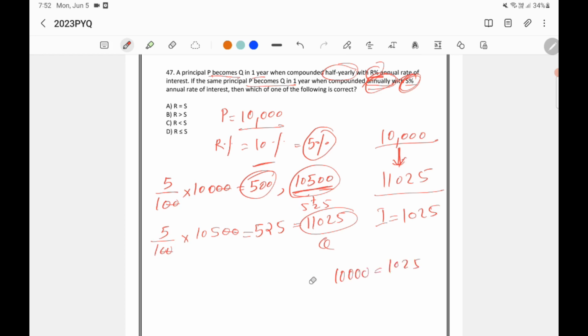That means S by 100 into 10,000 is 1025. So we can cancel the zeros. So S is equal to 1025 by 100, which becomes 10.25. So our R was 10% and S is 10.25%. So S is greater than R. So option C is the right answer. Okay.